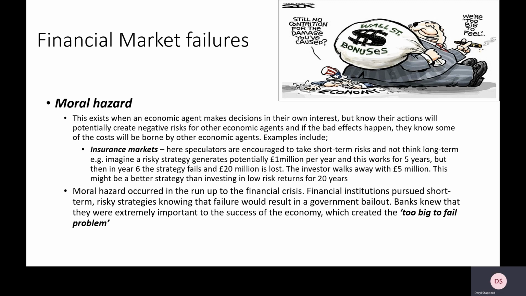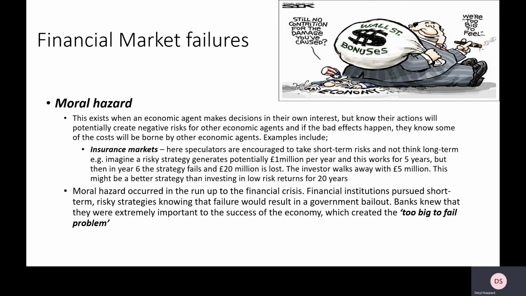This is moral hazard. Now, what a moral hazard is, it's where an economic agent, that could be a household, a firm, or a government technically, they make decisions which are in their own interest. But what they're aware of is it will then potentially create negative risks for other people. In other words, if something bad happens, the costs will not be for them, they'll have bad impacts on other people. So it's a bit like an externality problem.